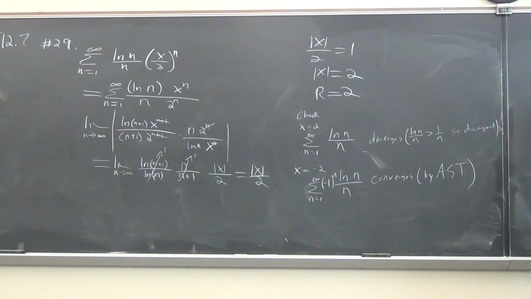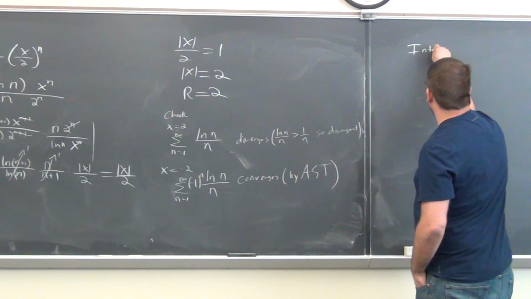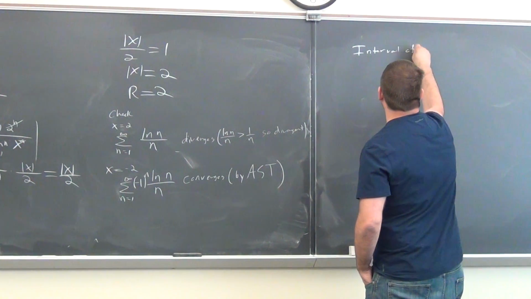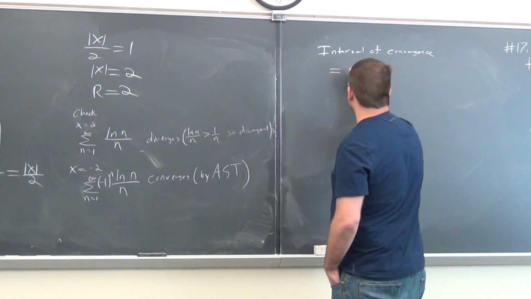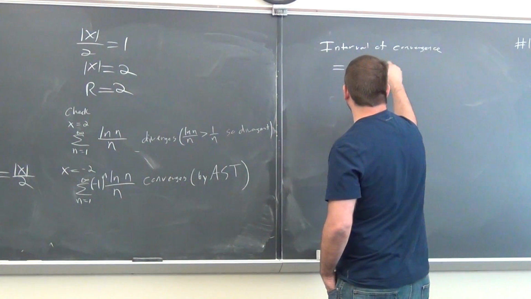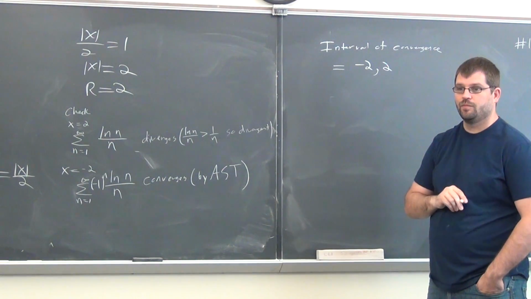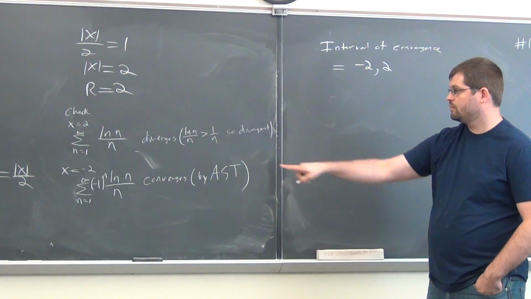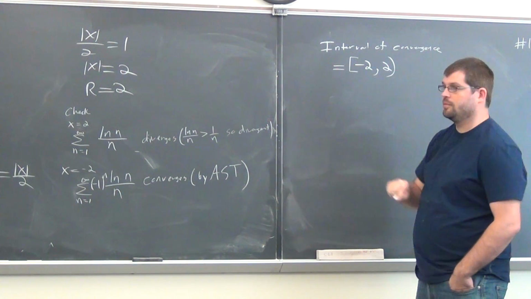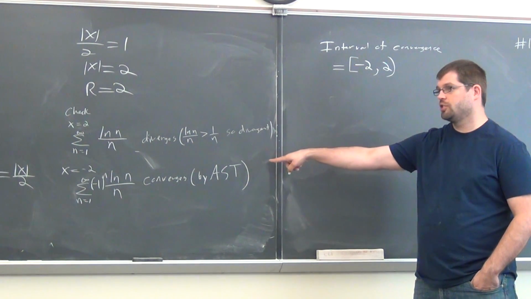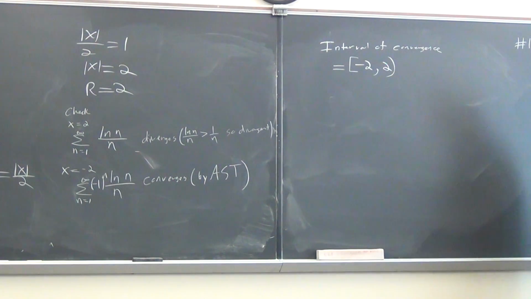So the interval of convergence is, well, we went from -2 to 2, and then what brackets do we want here? A closed for -2 and open for 2. Right, closed because it converged at -2, open because it diverged there. Okay?